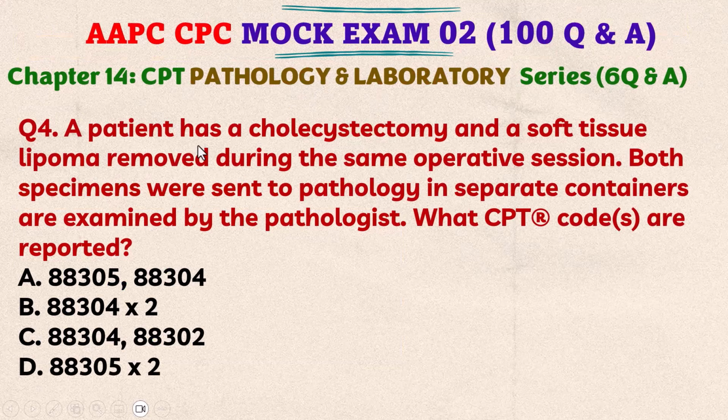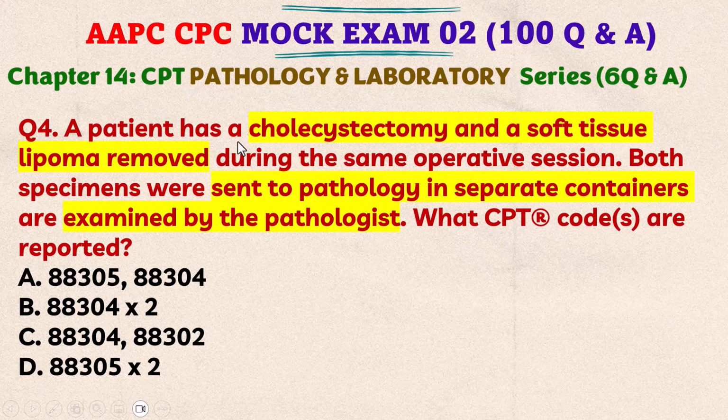Once you confirm, the correct answer will be 85380. Question number 4. A patient has a cholecystectomy and a soft tissue lipoma removed during the same operative session. Both specimens were sent to pathology in separate containers and examined by the pathologist. What CPT codes are reported? So there are 4 answers available. Take your CPT code book and find the answer.